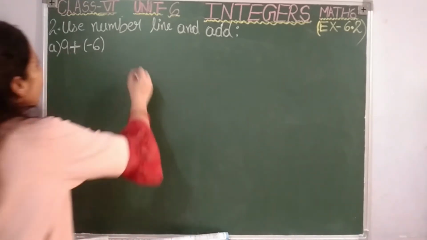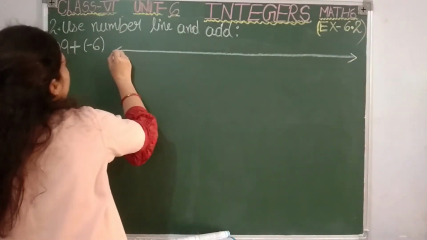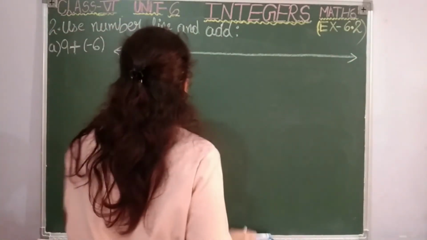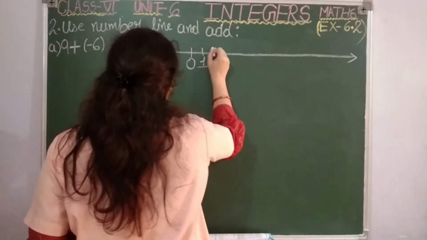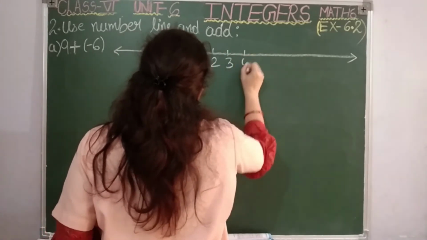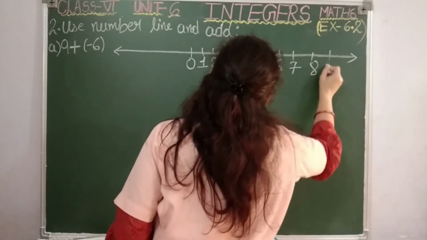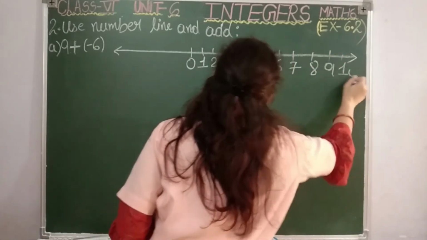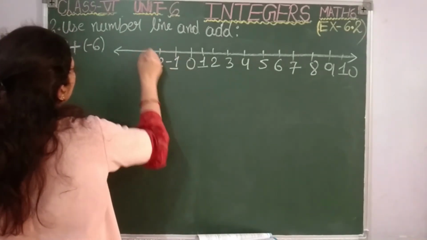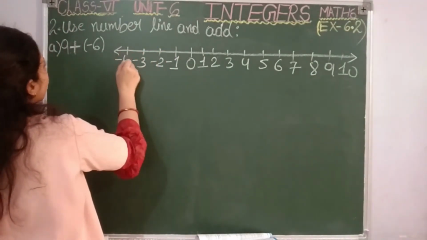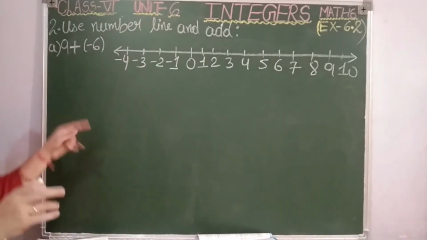So when we draw the number line, like this I am drawing the number line. First I have to reach up to 9. That's why here I am taking numbers up to 9, 2, 3, 4, 5, 6, 7, 8, 9 and one more number I have written, 10. Now here minus 1, minus 2, minus 3, minus 4. Clear students? We have just drawn the number line here. Okay, now let us start.